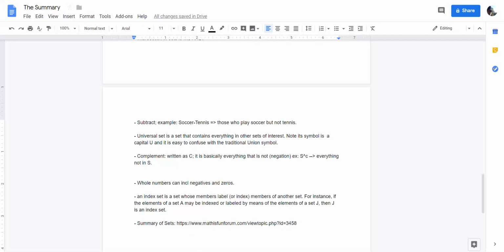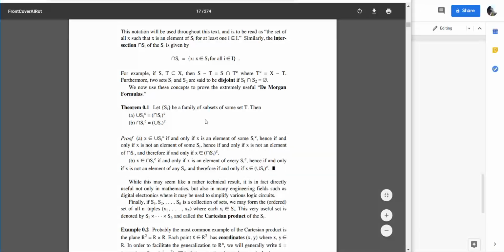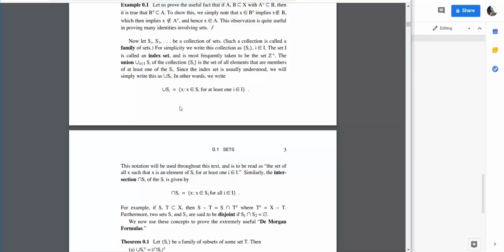Now, there was a bit of confusion when we were following the book, as some weird terminologies were used, and I really didn't think it needed to go this far. It could have been simply explained some other way. But in this one, you have S1, S2. These are different sets, and this is a collection of sets. A collection of sets is basically called a family of sets. For simplicity, we write this collection as S_i, where i belongs to the integers.